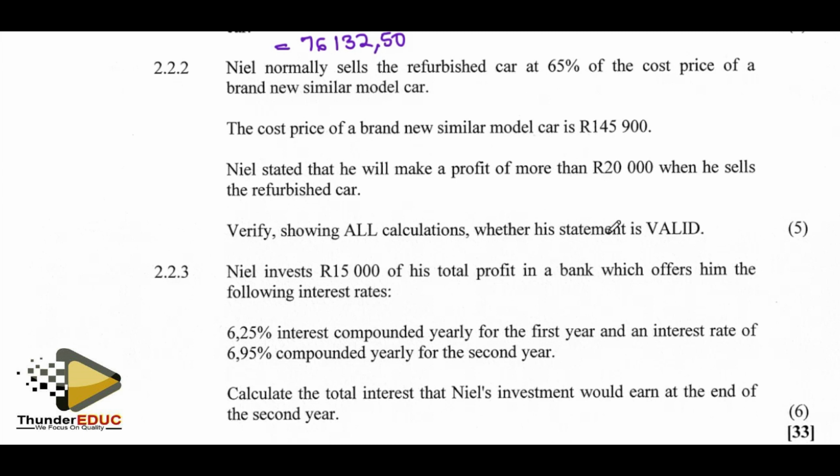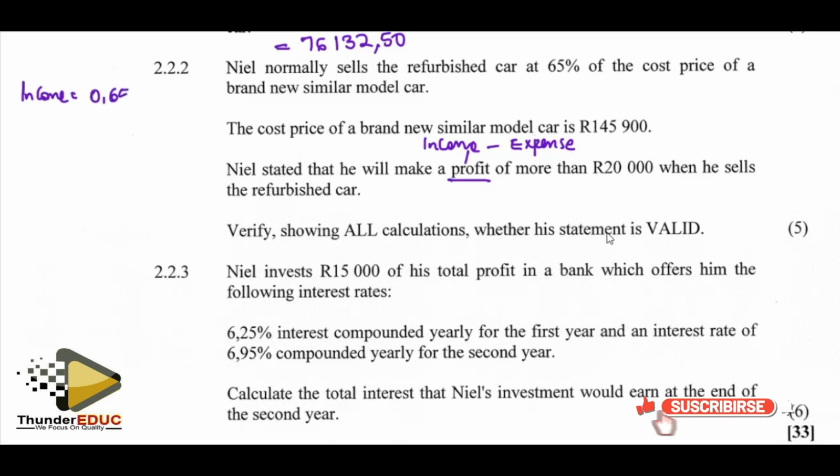Now remember, we are looking for profit. What comes in your head, we are looking for profit. So if you're to look for profit, what has to come in your head? You look for income minus the expense. How much have I spent? So the income, they said the income will be 65% of the car, the new price. So we shall look for the 65. But here we are looking for income. So income will equal to 65% times 100.